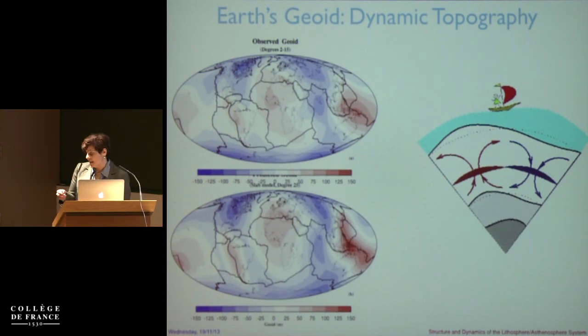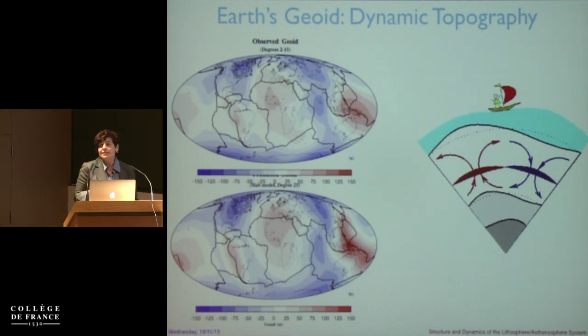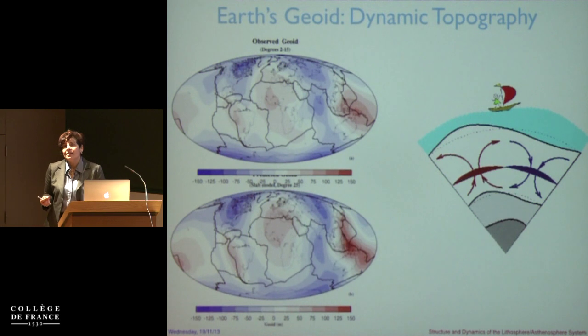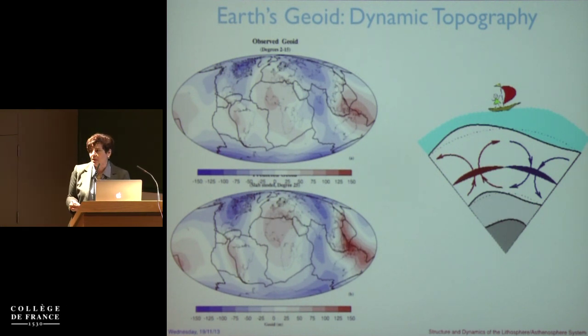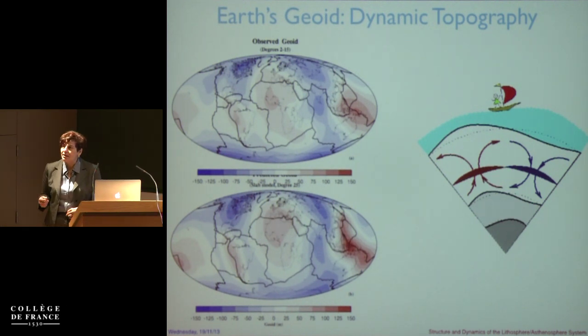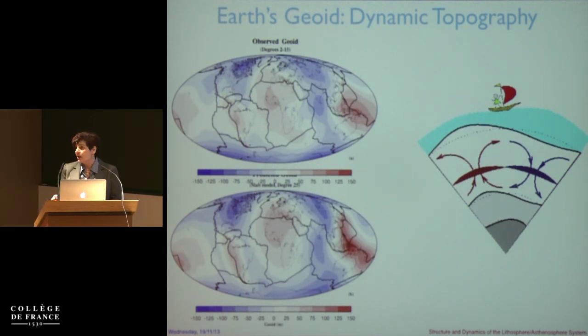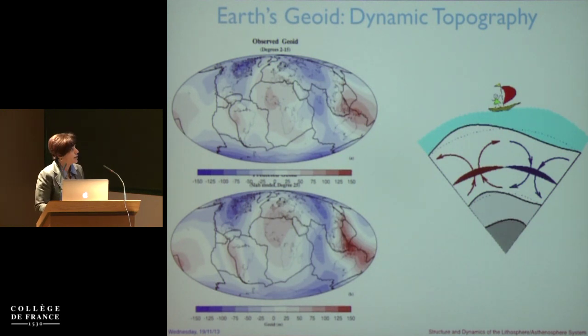Now, the problem is that to match the geoid like this, you need a dynamic topography, in some models, with a peak-to-peak amplitude of about 3 kilometers. And it's hard to believe that there's actually that much topography that is purely dynamic at long wavelengths, or in fact, at short wavelengths, which we will see as well.